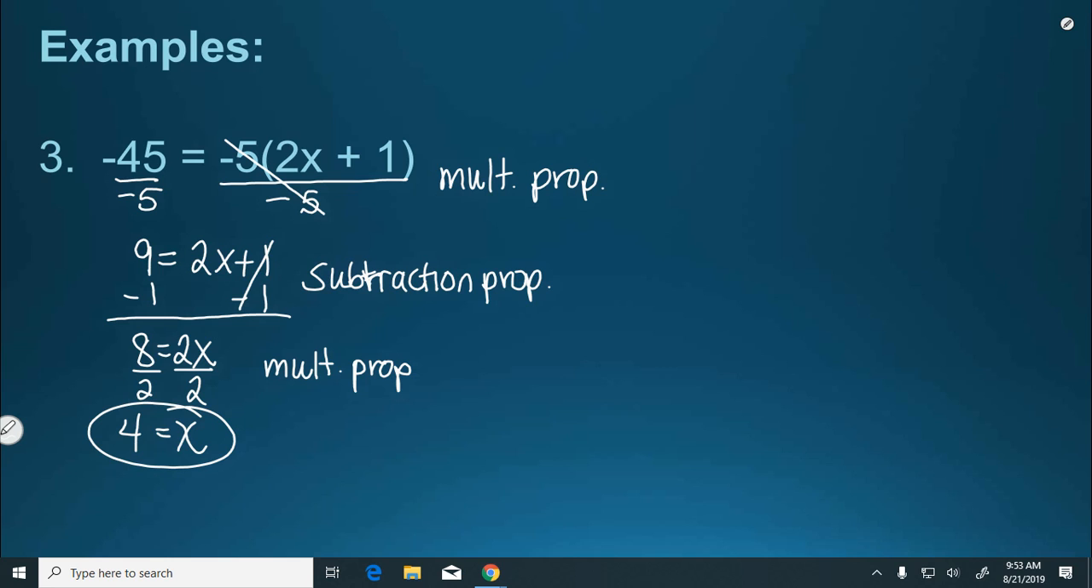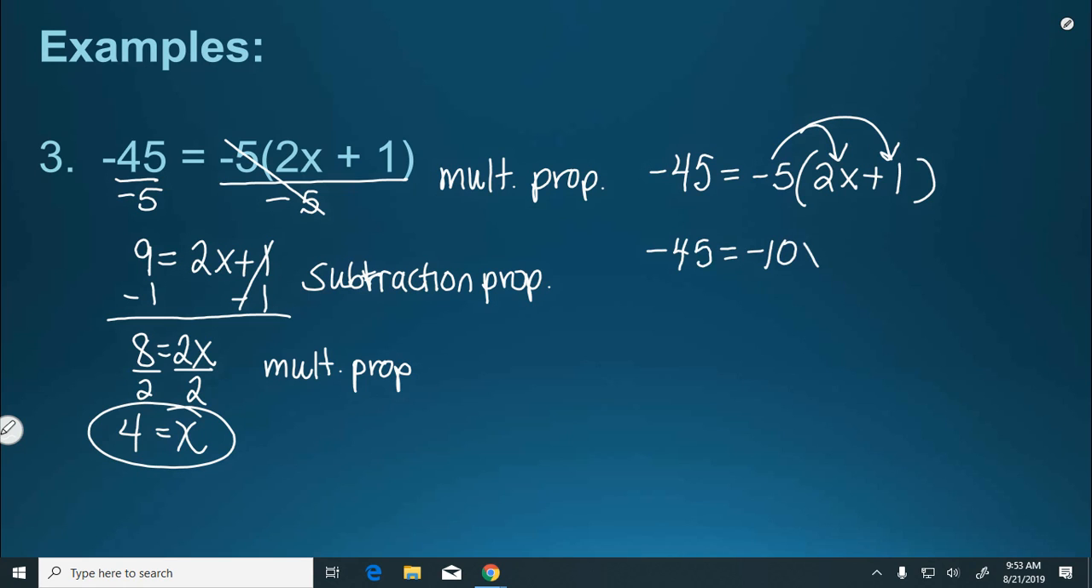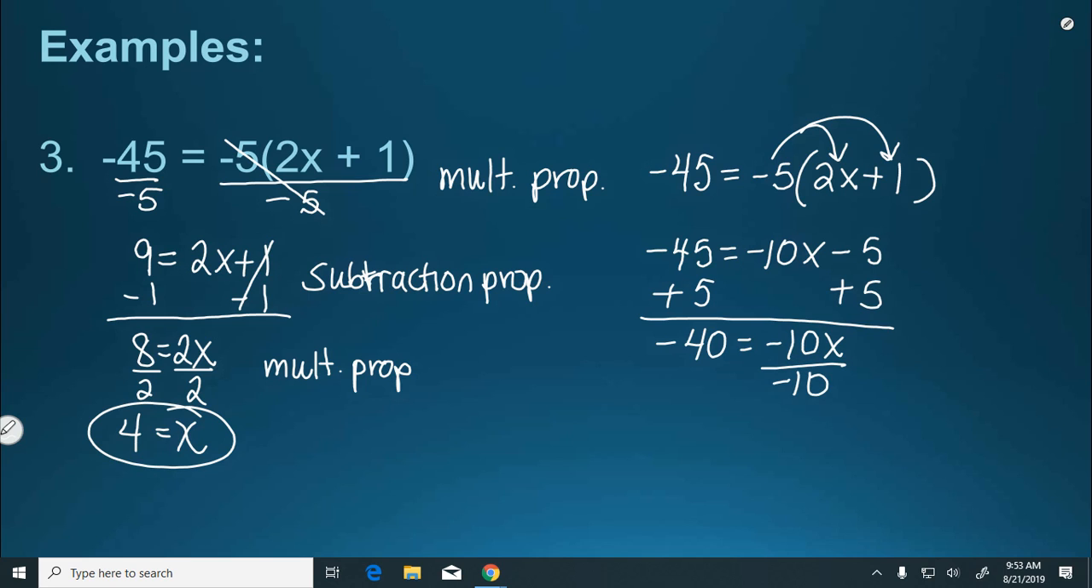And if I had done it the other way, just to show you, negative 45 equals negative 5 times 2x plus 1, and distributed first, I should get the same answer. So now I'm using the distributive property first. I get negative 45 equals negative 10x minus 5. Then I add 5 to both sides. I get negative 40 equals negative 10x. Then divide by negative 10. And look at that, same answer, x equals 4. So it's up to you to use the way that you are more comfortable with.